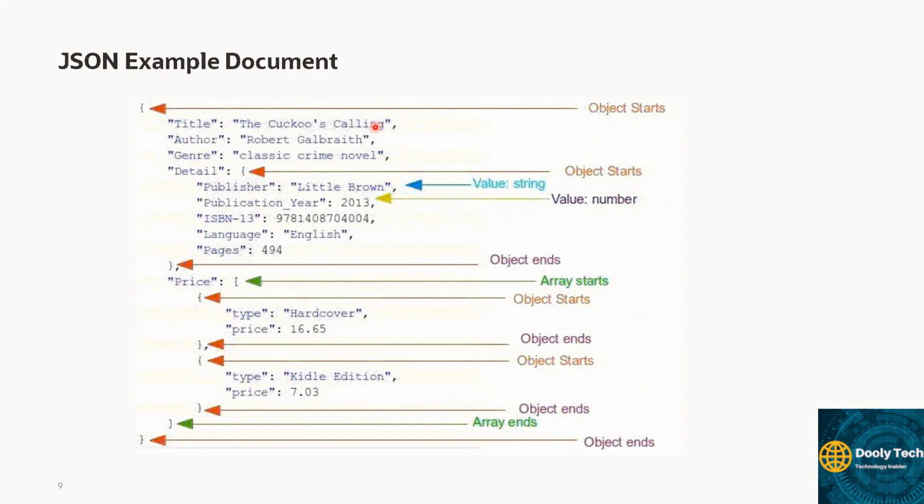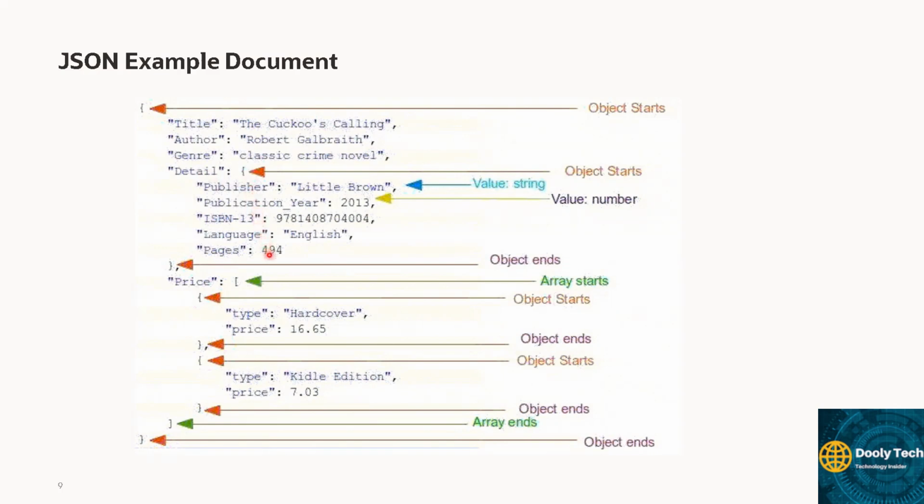Okay, so this is just a further example of a JSON document which describes a book. We see it always begins with an object by the curly braces. Then we see there are several name value pairs, for example, title as a name and The Cuckoo's Calling as a value. We have a detail object here within the original object, which also contains name value pairs.